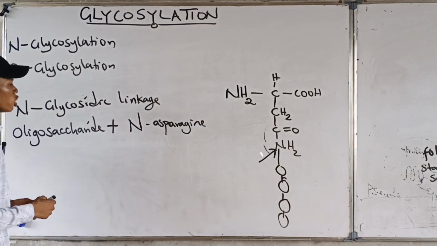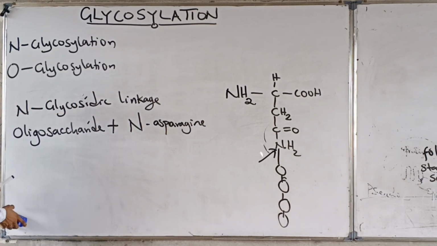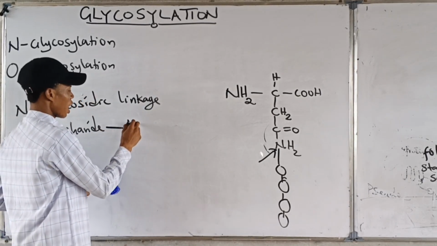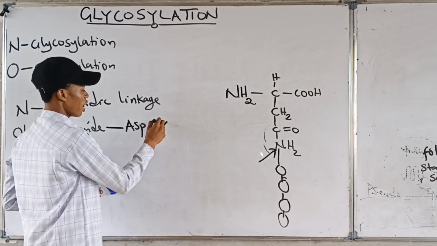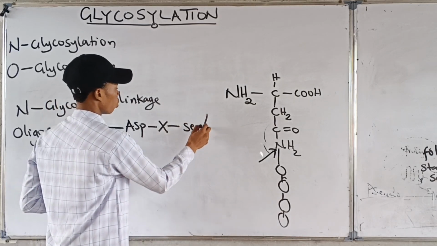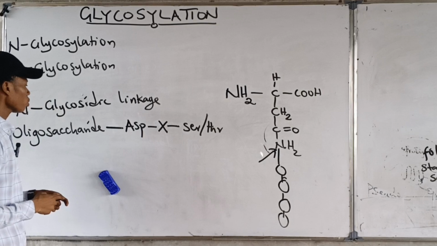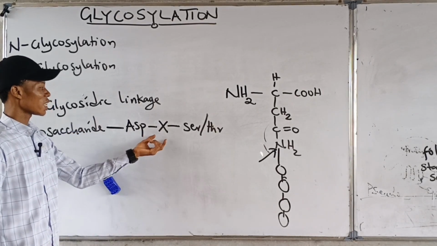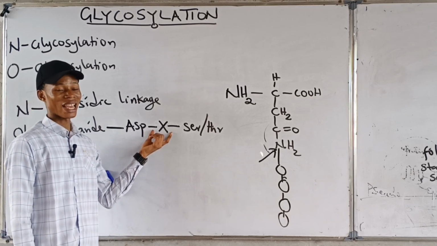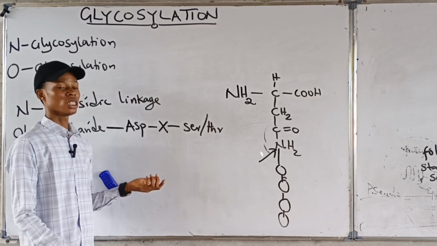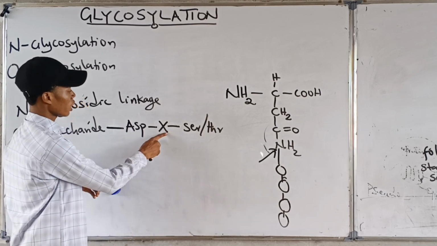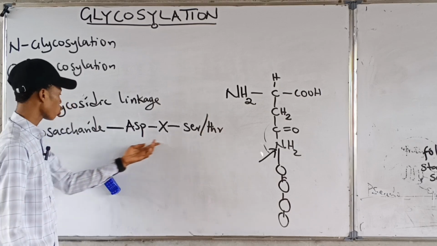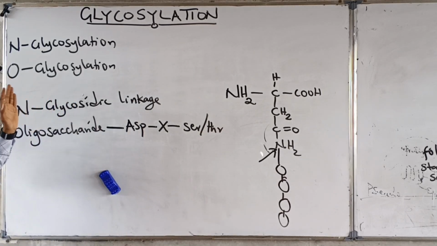So in N-glycosylation, we always have an oligosaccharide linked to asparagine, X, and serine or threonine. Let me explain. This is the oligosaccharide linked to asparagine. This X here can represent any amino acid except proline. So you know proline is an amino acid. Then we have serine or threonine. So if you have something like this, this will give us our N-glycosylation.